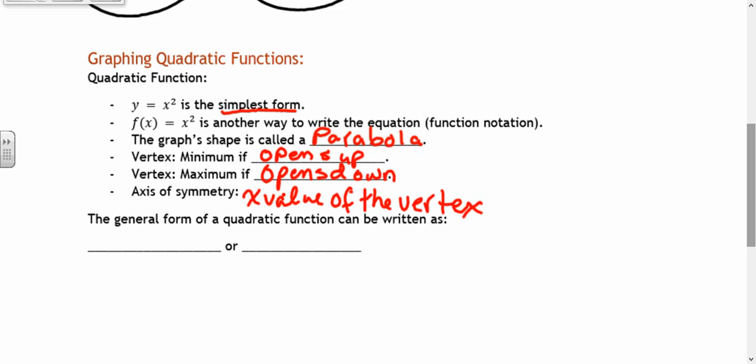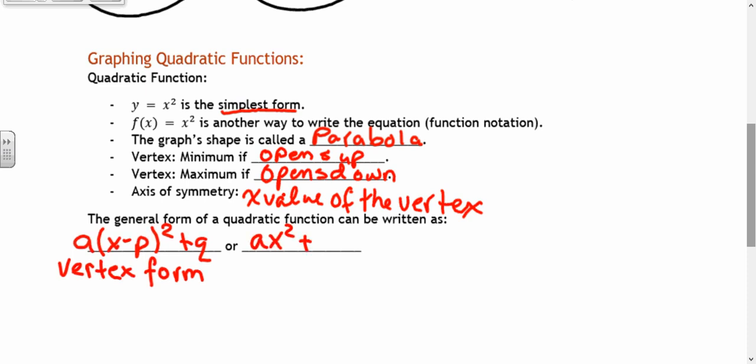The general form of a quadratic function can be written in two different ways. The first one we're going to deal with is a(x − p)² + q. This is called vertex form. We'll actually deal with that right away. Or ax² + bx + c. This is called general form. Both have their benefits, both have their downsides. Okay, next page.